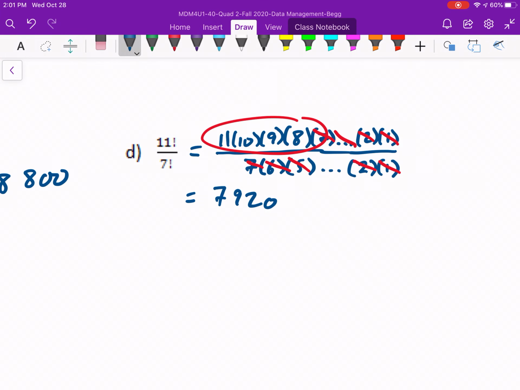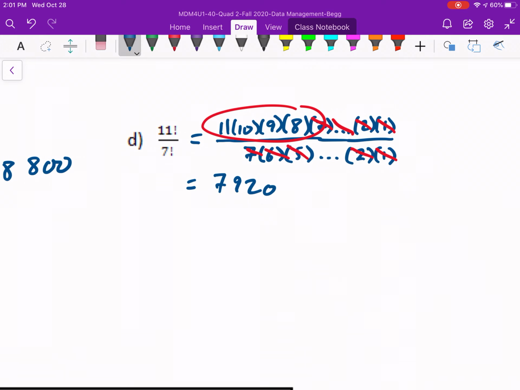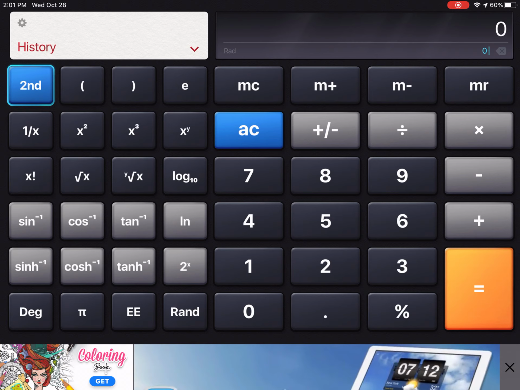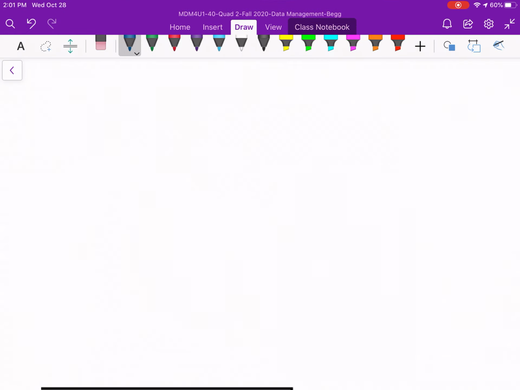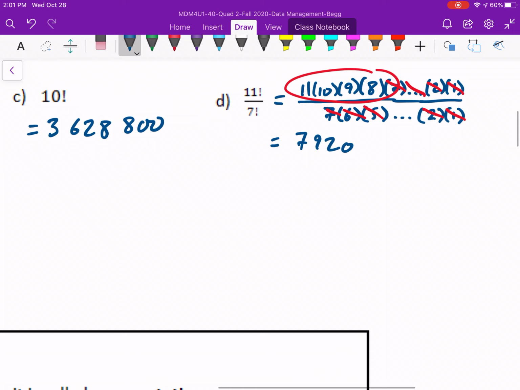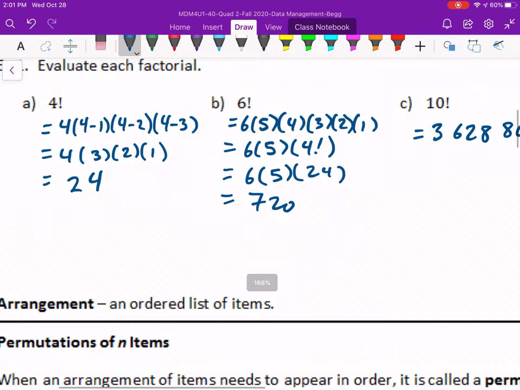So it's good to understand that that's how it works. Of course, I could just do it in my calculator. I could go 11 factorial divided by 7 factorial, and I get the same answer, but where's the fun in letting the calculator do all the work for me? So that's factorials, and we're going to use that to help us understand permutations.